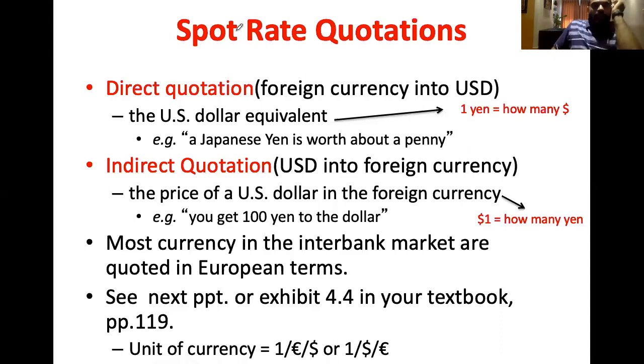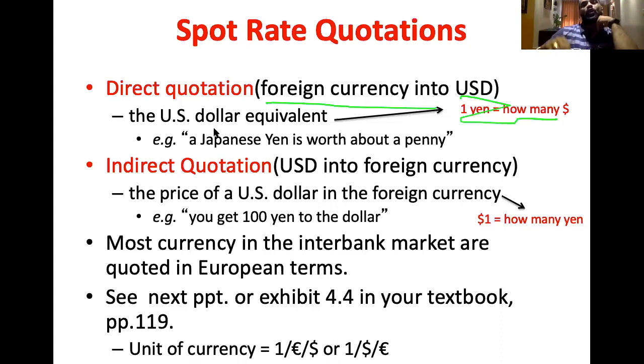Okay, so direct quotation means when you convert foreign currency into USD, which means one Japanese yen equals how many dollars, right? One Japanese yen equals how many dollars? That's called a direct quotation. Foreign currencies into USD. For example, one Vietnam dong equals how many dollars? That's called direct quotation. Indirect quotation means when USD is in foreign currencies. This is called indirect quotation.